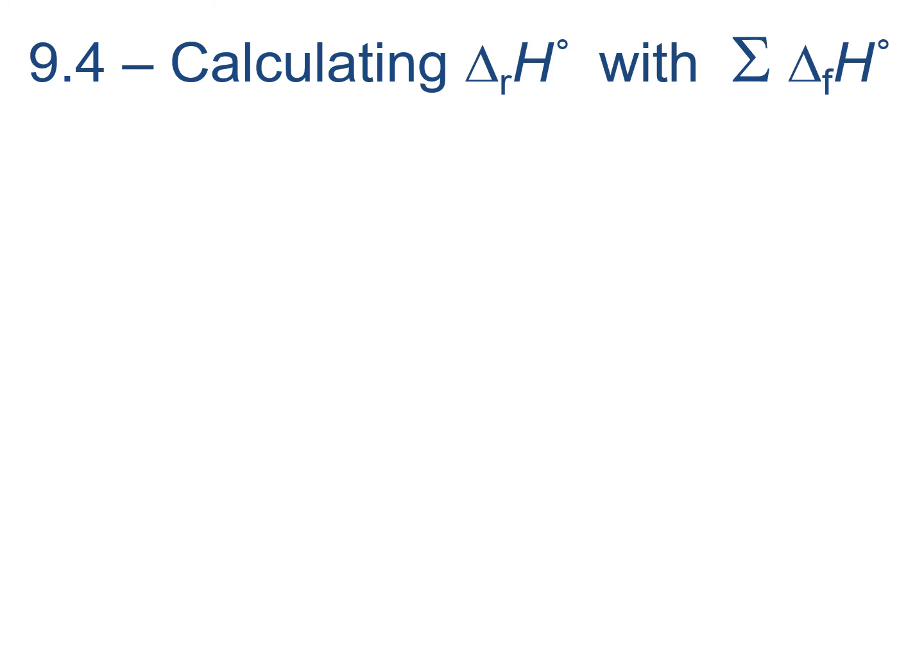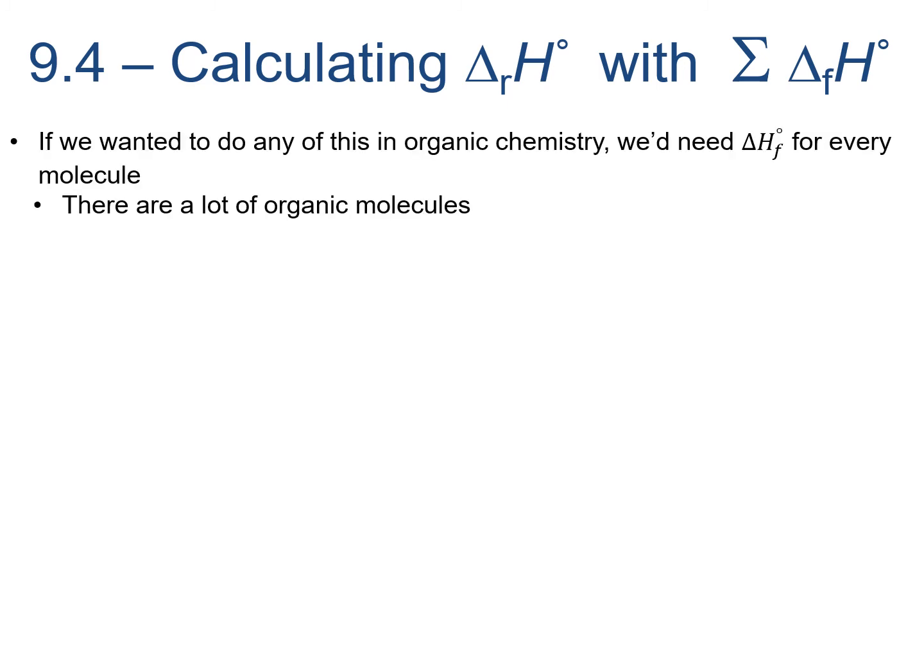For inorganic compounds, it's usually pretty straightforward, since we only encounter a limited number of inorganic compounds, and most of these values are tabulated directly. Organic molecules are much more difficult to tabulate this way, since there are so many possible combinations.